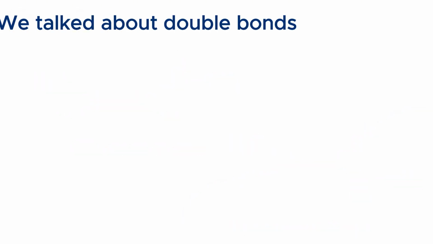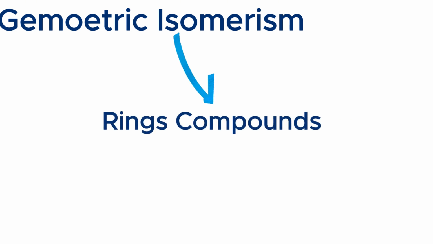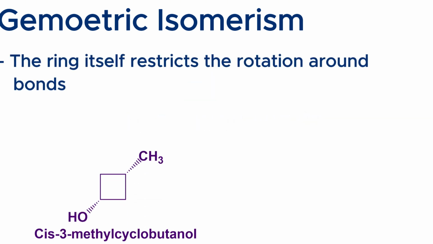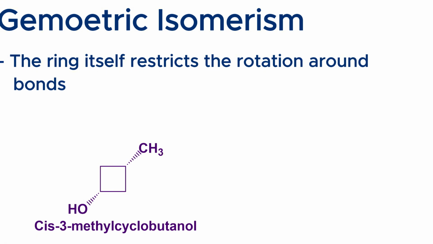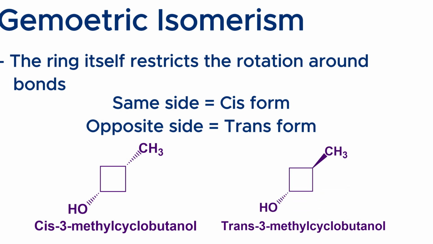So far we've talked about double bonds, but geometric isomerism can also happen in ring compounds. In ring structures, the ring itself restricts the rotation around bonds. If two groups attached to the ring are on the same side, it's referred to as the cis form. But if the groups are on opposite sides, it's the trans form.